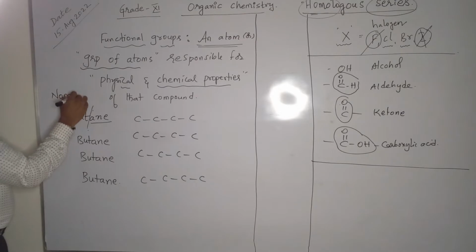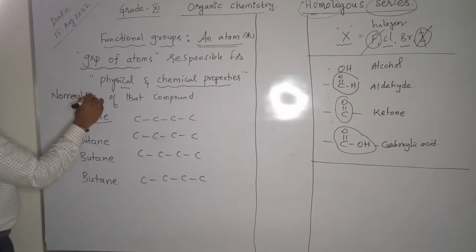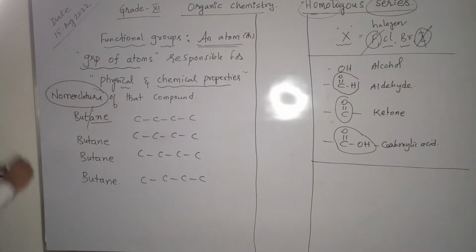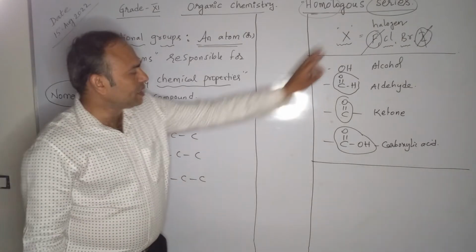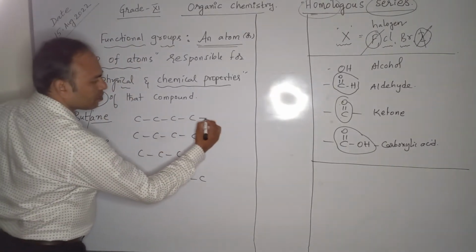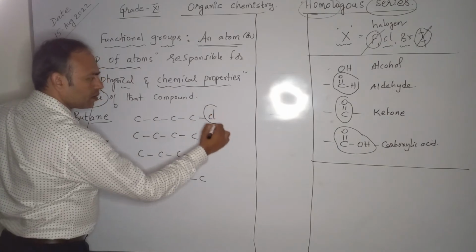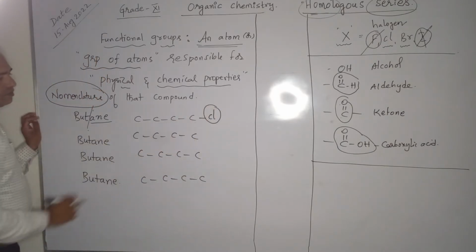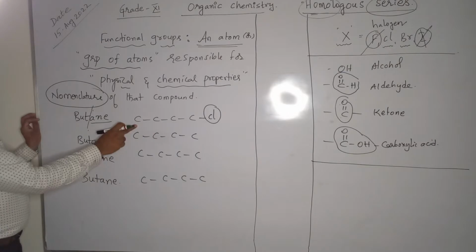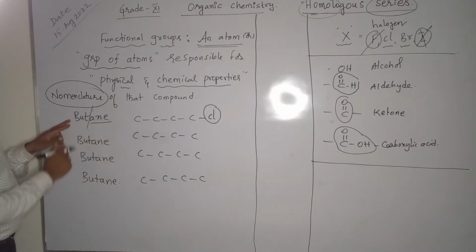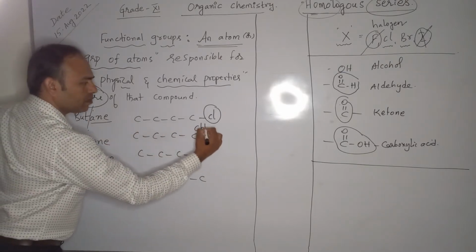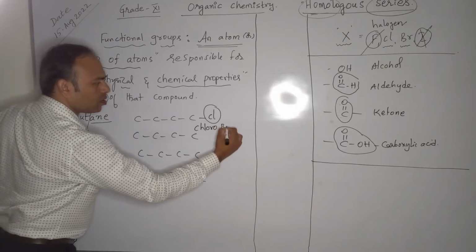And we can also say that it depends on the nomenclature of that compound. Let me write it down. First, a single atom. I'll take chlorine, an atom. Now what will be the name of this compound? Earlier it was butane. Now it will become chlorobutane.